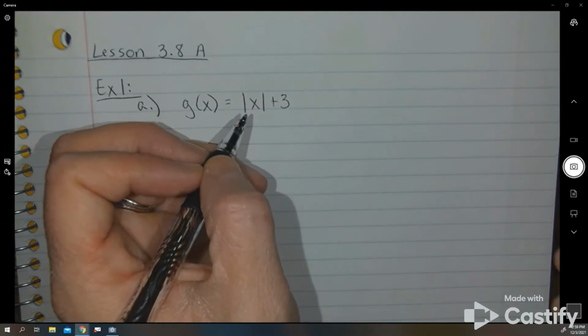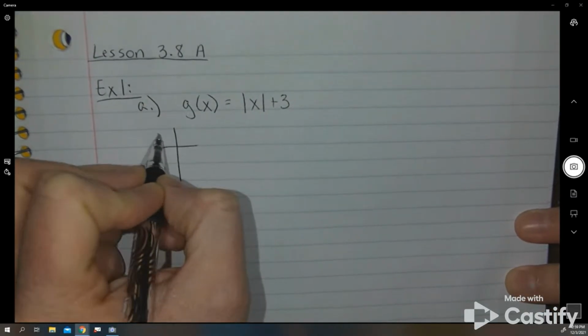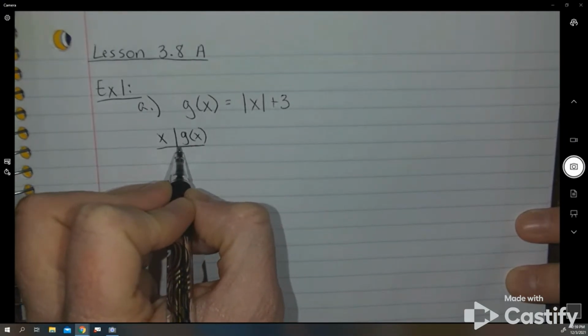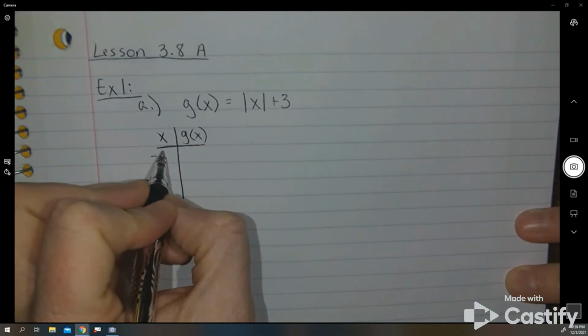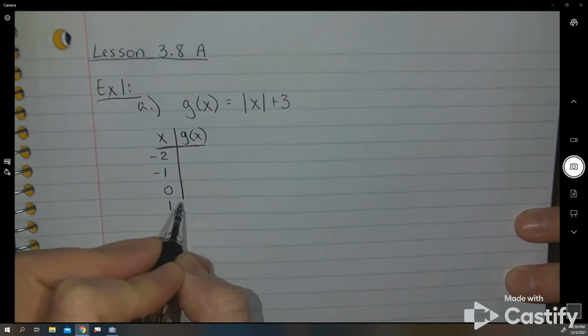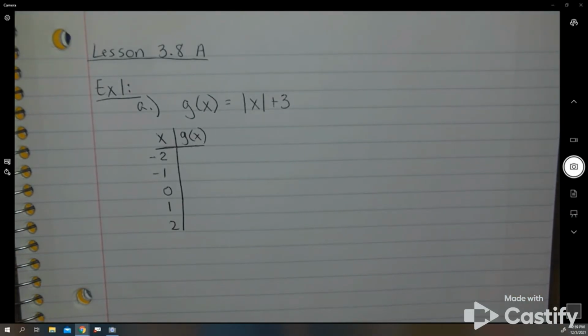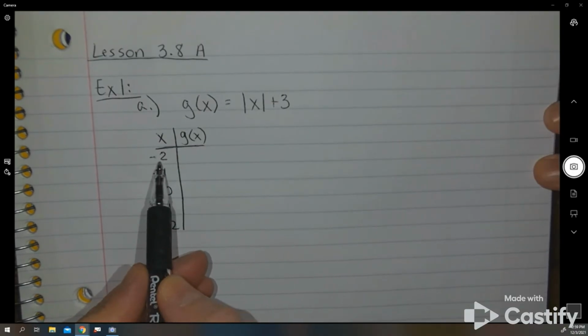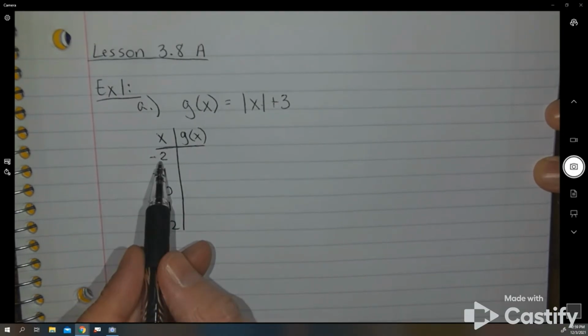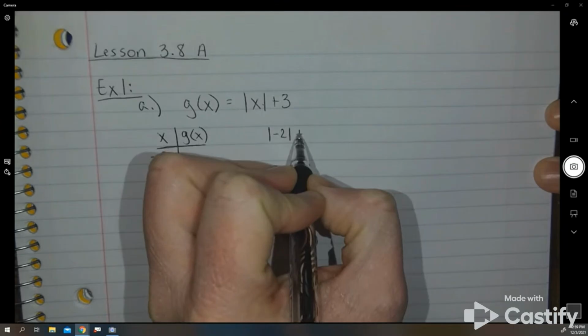So in order to graph this, I need to pick some values for x. And then we'll see how they impact the function itself afterwards. So I'm going to choose negative 2, negative 1, 0, 1, and 2. Sometimes these numbers will work out great. Sometimes you might want to choose different numbers. But for the sake of this one, we're just going to use these. So what I'm doing here is I'm plugging in each of these numbers for x to discover what g of x would be. So we've got the absolute value of negative 2 plus 3.